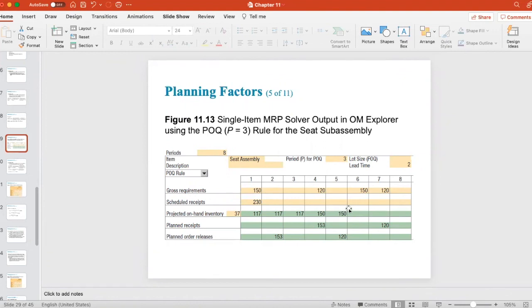Then if we move to week 6, you see that there's no new replenishment. However, the gross requirement in week 6 is exactly 150. Then you use all of your current inventory for the production plan. Finally, you see your projected on-hand inventory at the end of week 6 is 0. So that's how the periodic order quantity rule will impact the following information flow. All right, now let's continue.